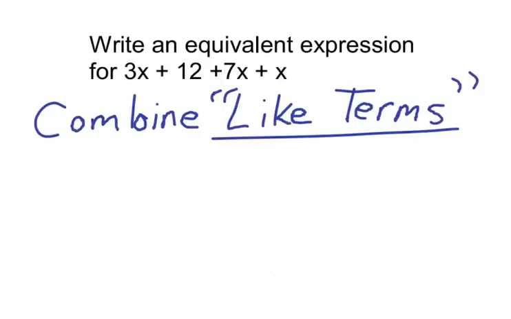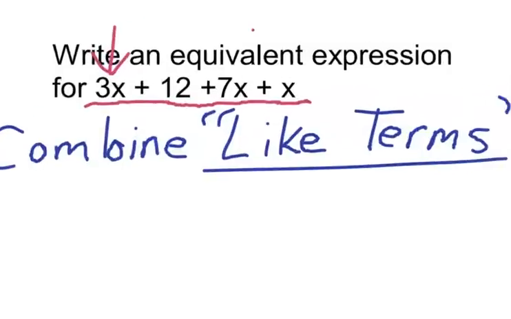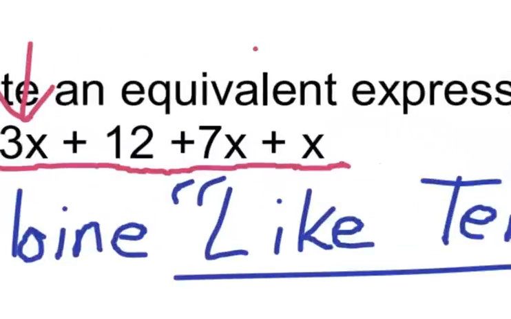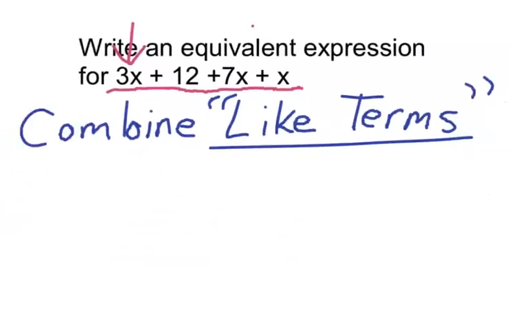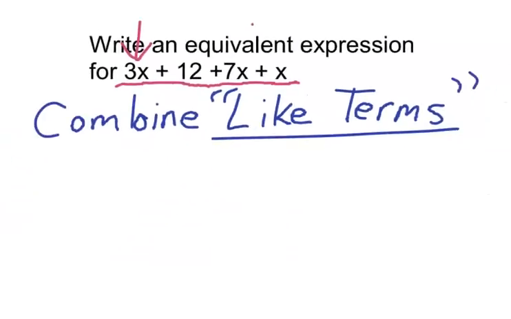All right, write an equivalent expression for 3x plus 12 plus 7x plus x. And I have nice and big here, combine like terms. So if there are like terms, we can put them together, and that just means they're numbers that have the same variable beside it. Okay, so we have a 3x. Okay, are there other x's? Well, there's also a 7x, right? And then in addition to that 7x, we have another just 1x.